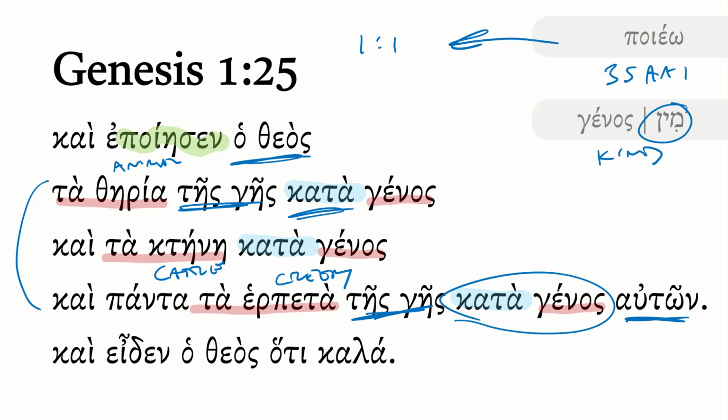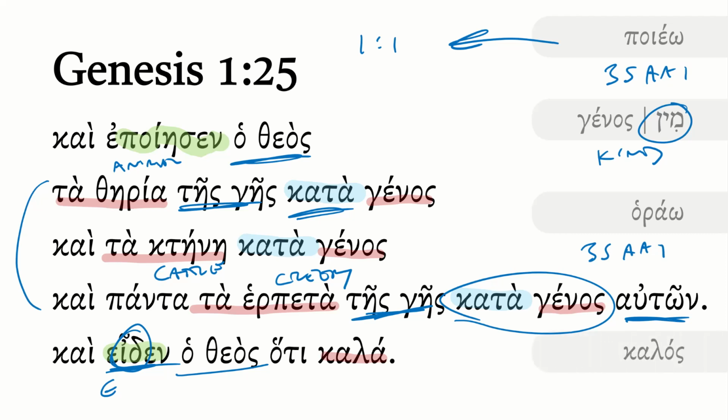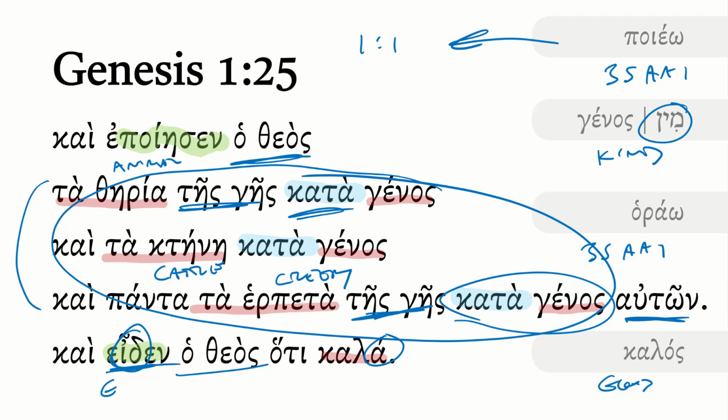And so after he does that, then God eiden. This is the third singular aorist active indicative from horao. Notice with the id here, there is a spelling change and the epsilon on the front end. So God saw, Theos saw, and he saw that it was kalon, which is good or beautiful here. And notice it has an accusative neuter singular ending because he's describing all of these things as being good.